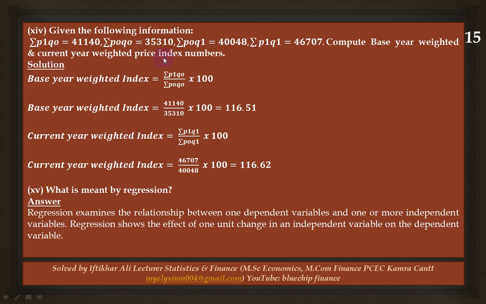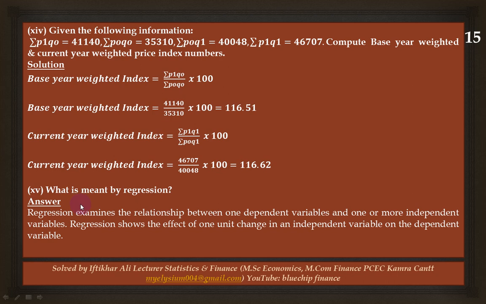Simple. Laspeyres and Paasche index numbers we have to calculate. Laspeyres is equal to sum of P1 Q0 divided by sum of P0 Q0 multiplied by 100. Just simply put these values into the formula and you will get the answer 116.51. In Paasche index number, the formula is sum of P1 Q1 divided by sum of P0 Q1 multiplied by 100. Just put the values into the formula and you will get the answer.